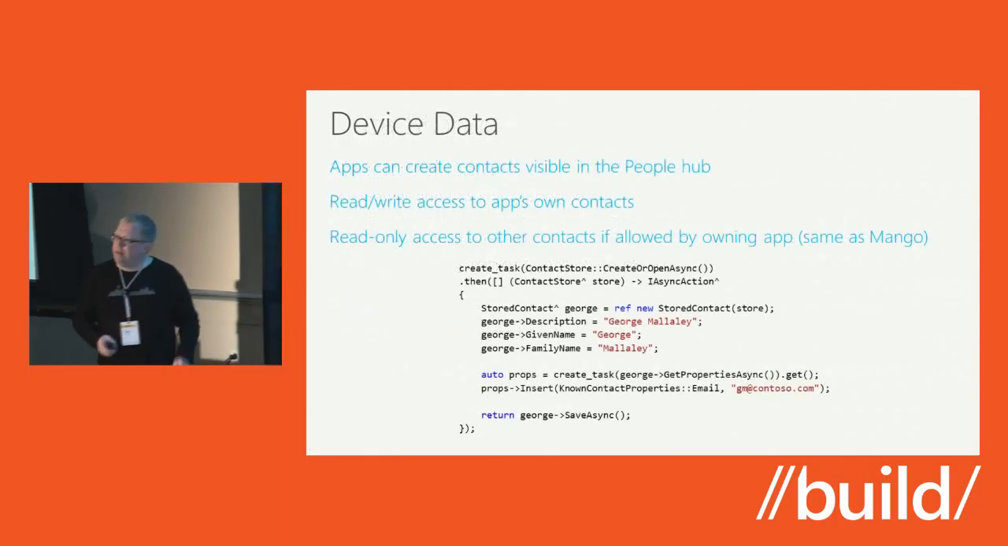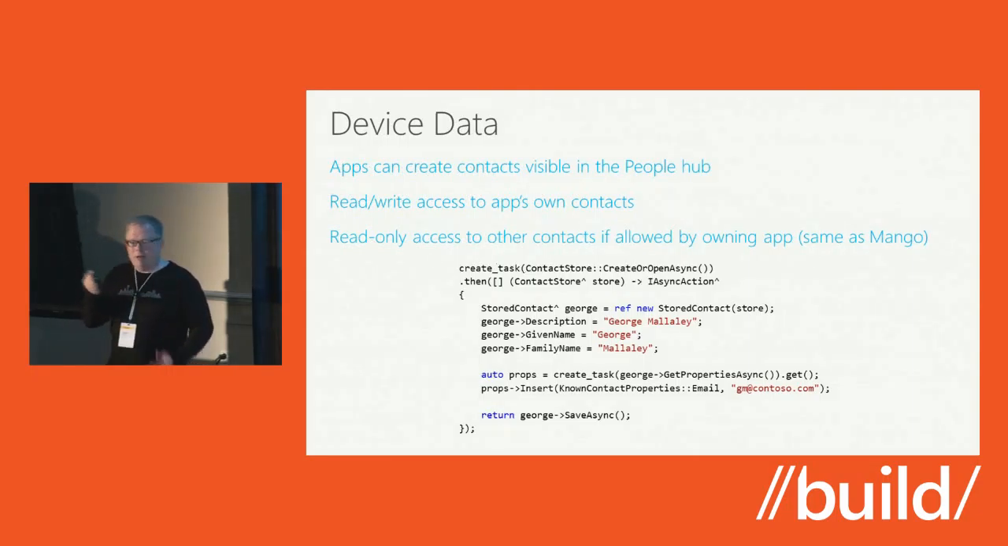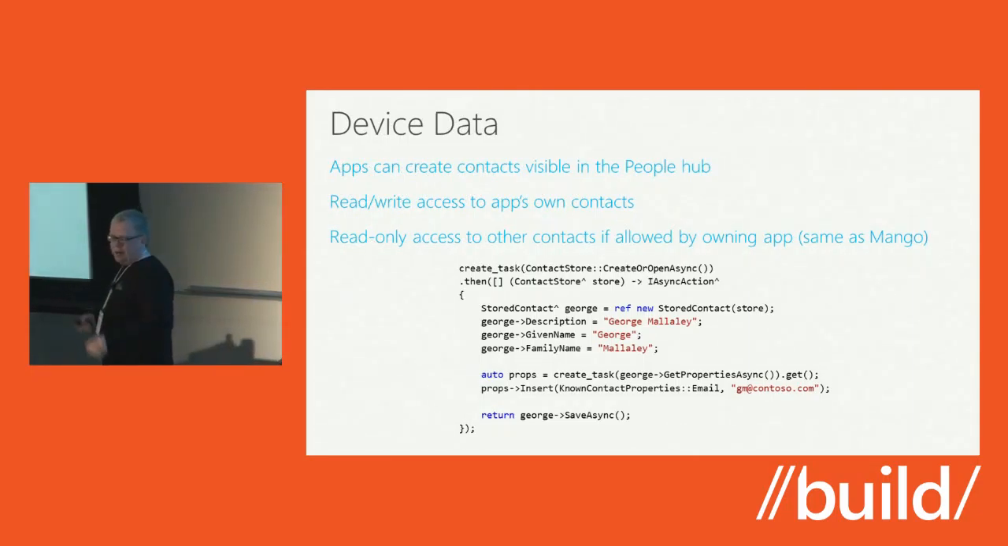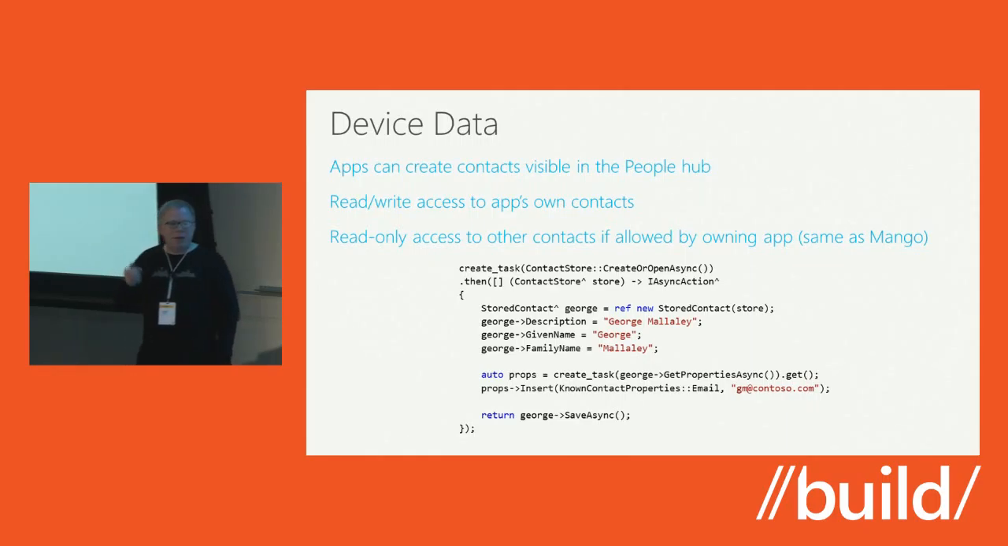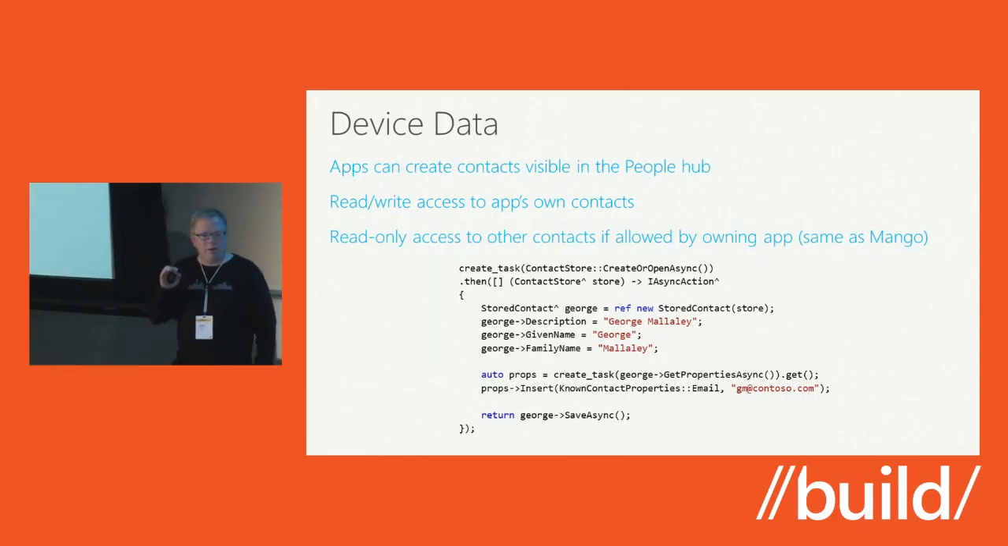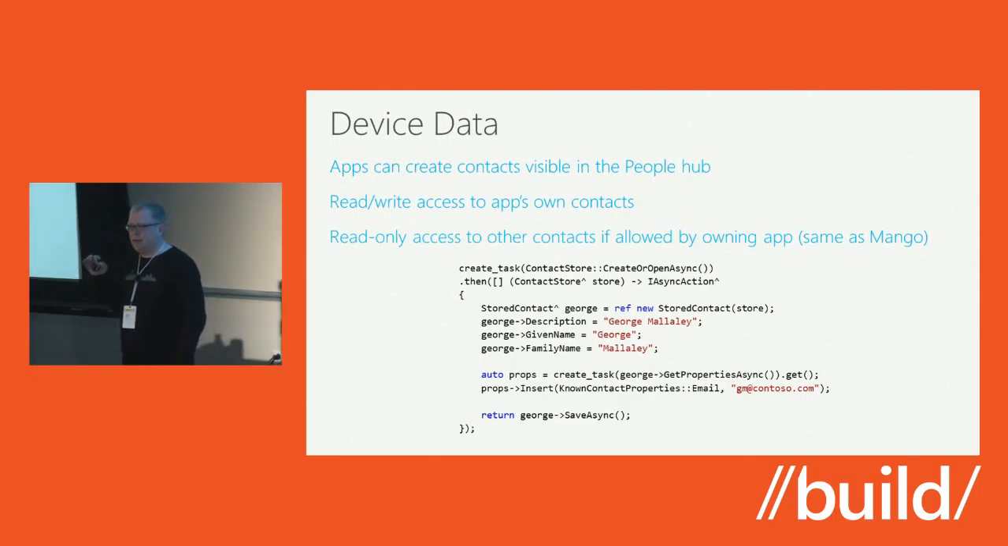I showed this briefly when discussing how you integrate with device data. I showed this with Skype: apps can now create contacts visible in the People Hub, and you get read-write access to the app's own contacts.